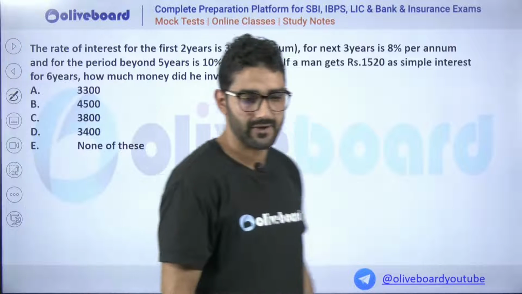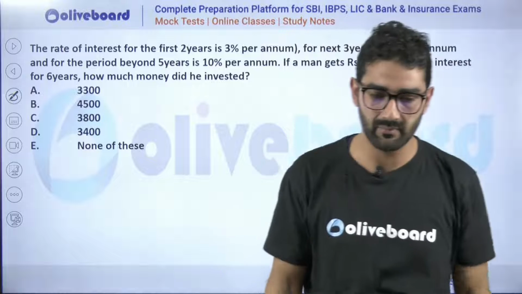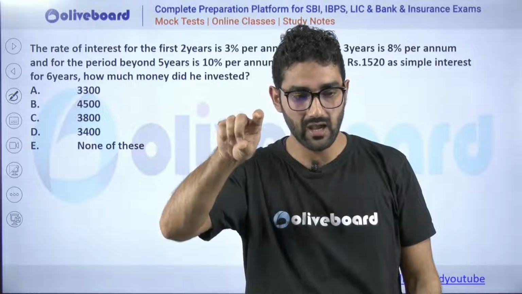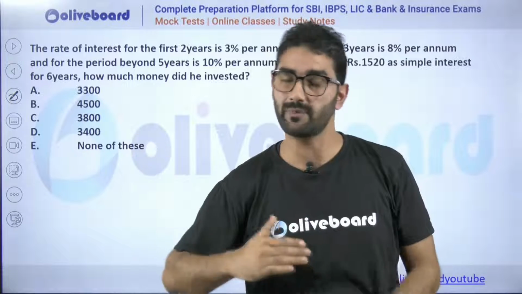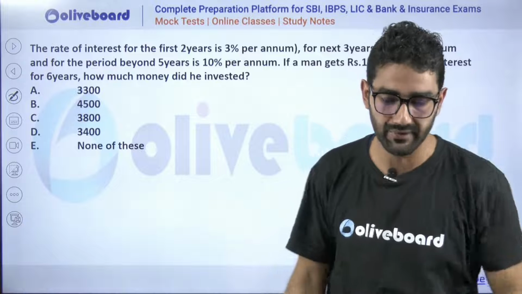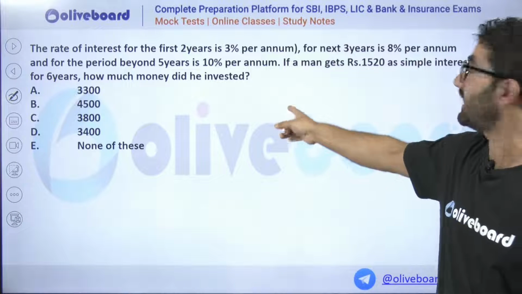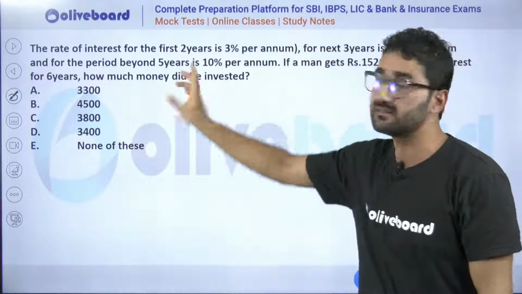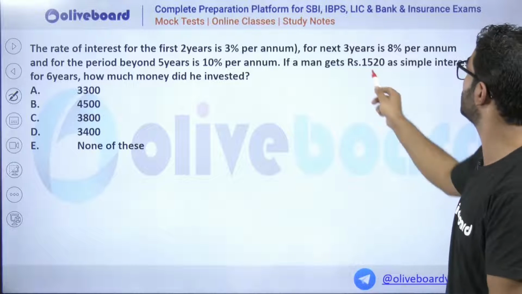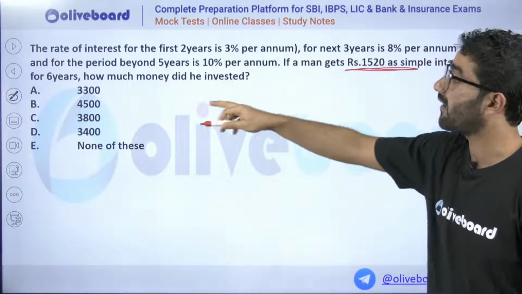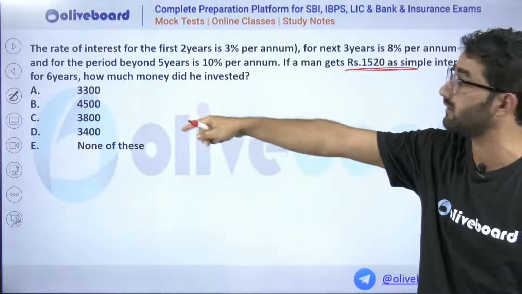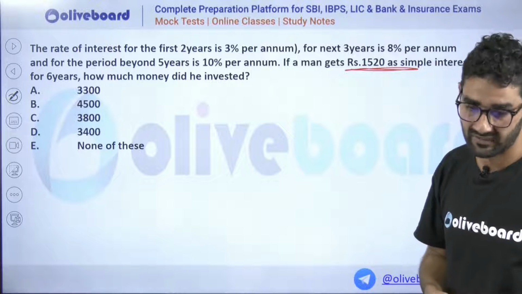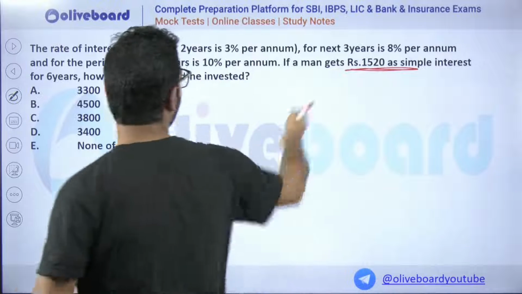So now the rate of interest for 2 years is given as 3% per annum. For the next 3 years it is 8%. And for the period beyond 5 years, it will be 10% per annum. Now the question is: if a man gets 15200 as simple interest for 6 years, how much money did he invest? Obviously we have to calculate the principal amount, as the simple interest is given.